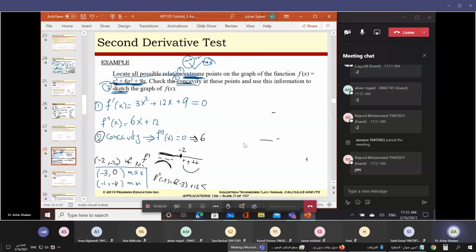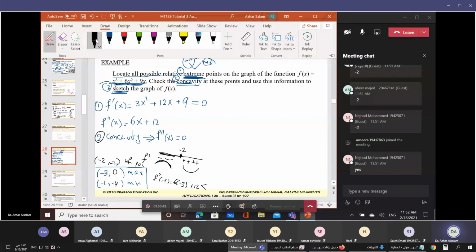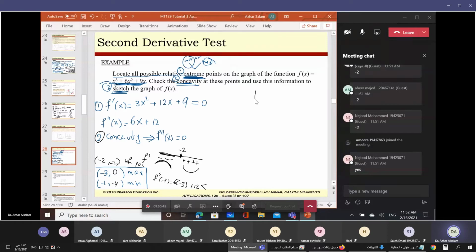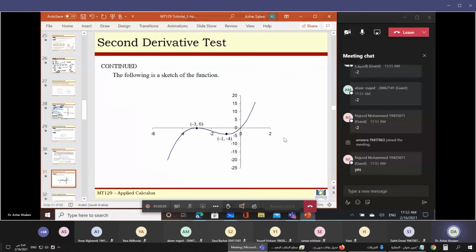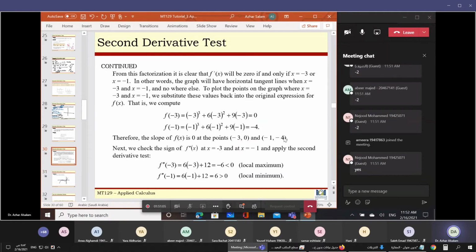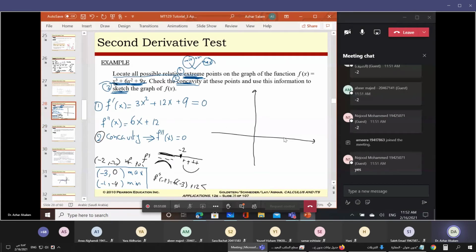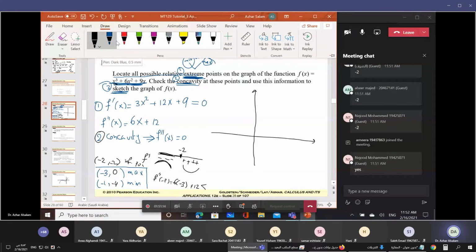I will keep this information to use it. Now I will use my information. Okay, I will first draw the y-axis and the x-axis like this. Then I will indicate these points. Let me just make sure. Here are all the values: minus 3 and 0, minus 1 and minus 4, and the inflection point, which is at minus 2. Okay, now to complete. Just to make sure that all our points are correct.